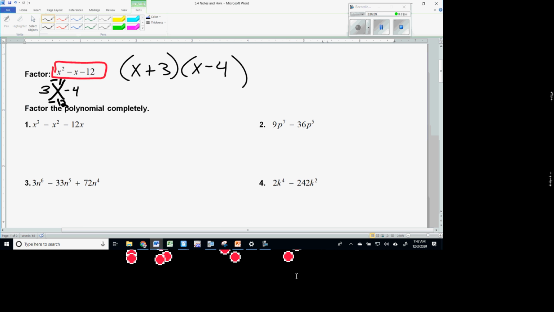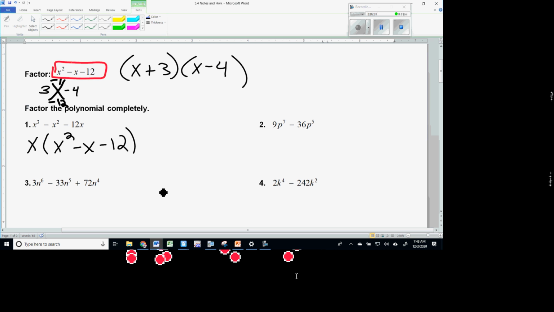So, if we have x cubed minus x squared minus 12x, what would be the common factor for all of those? It would be x. So we're going to factor out an x out of each term. And what it means to factor it out is just divide by x. If I have x cubed and I divide out an x, what am I left with? X squared. If I have an x squared and I divide out an x, I have just x. If I have 12x and I divide out an x, I'm left with just 12.